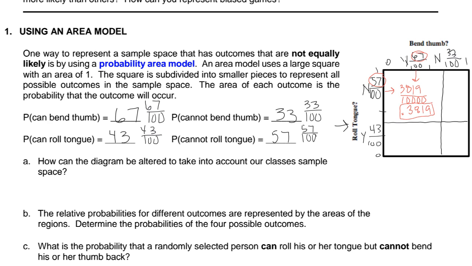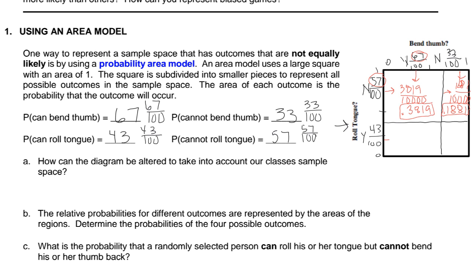So same idea in the other boxes. For this one, I'm going to take the 33 times the 57, which gives me 1,881, sorry, it's a little messy, over, again, 10,000. And when I plug that into my calculator, I get 0.1881. Okay, and that's the percentage or the decimal that I want to keep in mind. And to change it to a percent is easy. You're just going to move your decimal point 2 places to the right, and that gives you the percent.